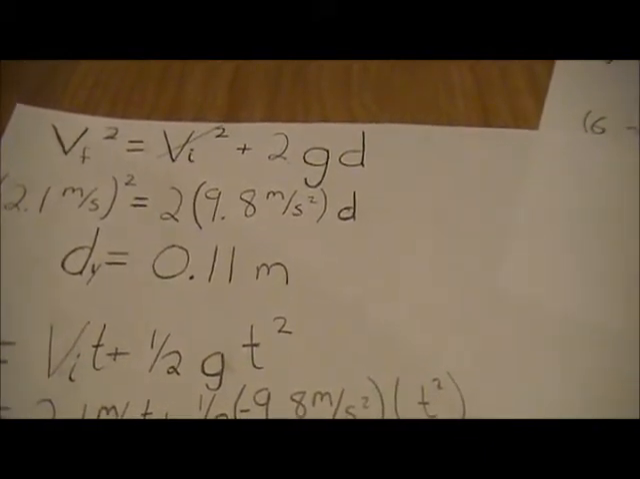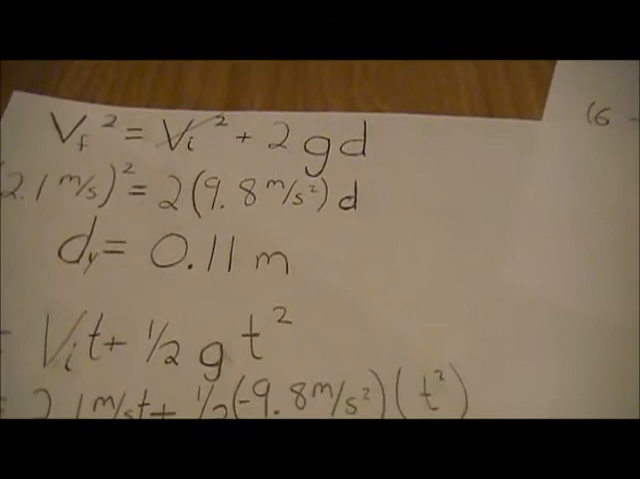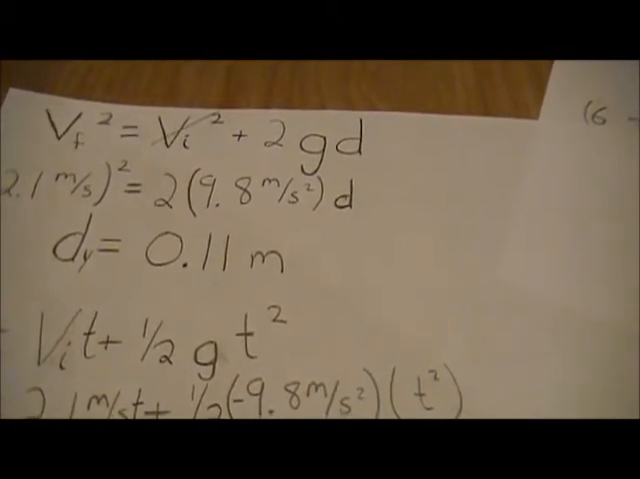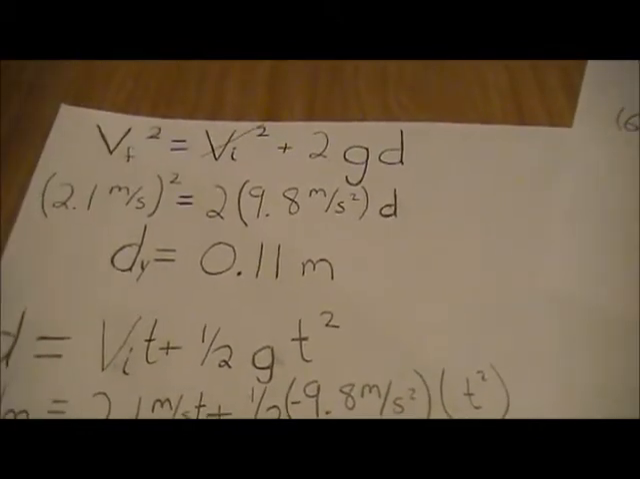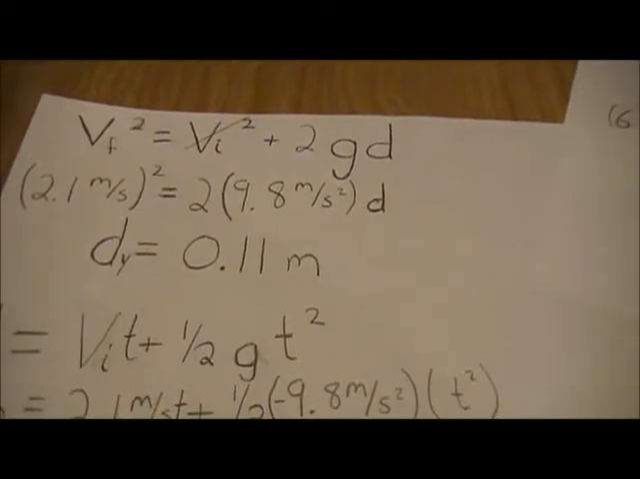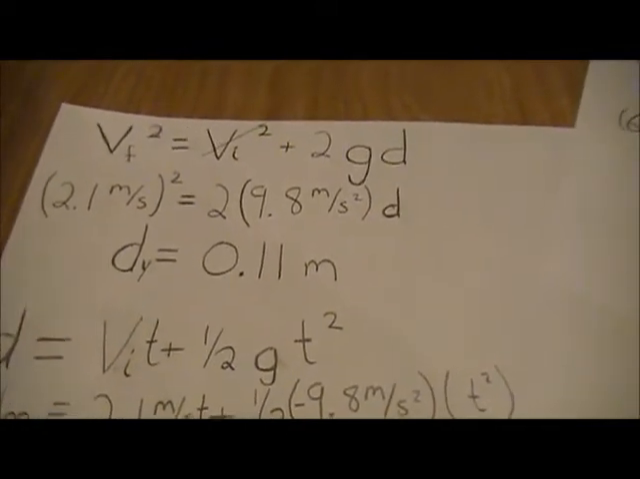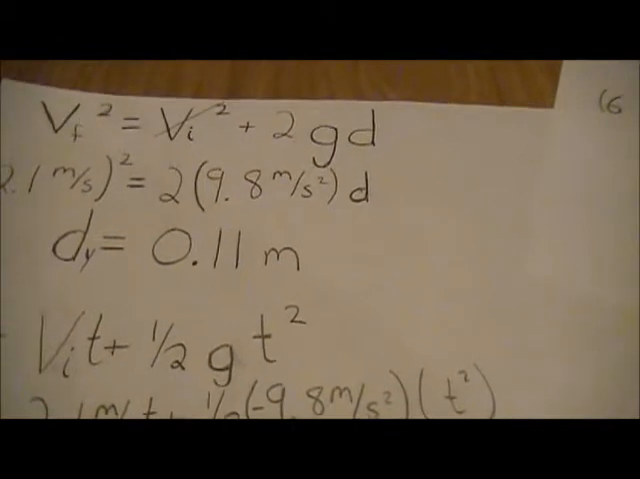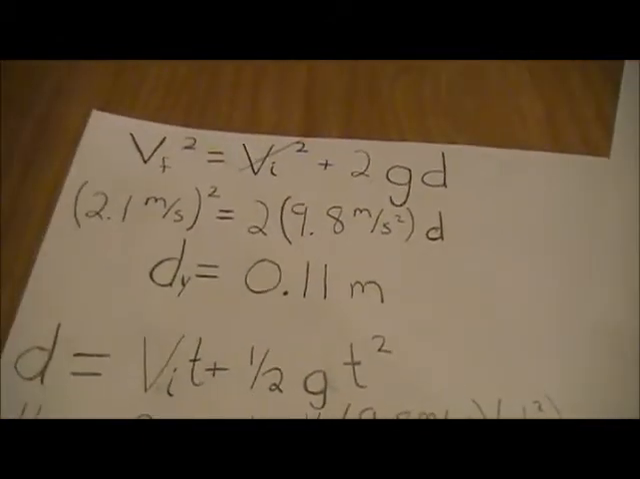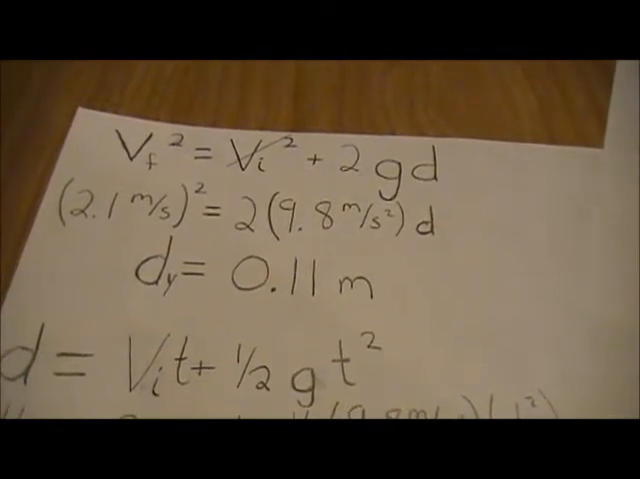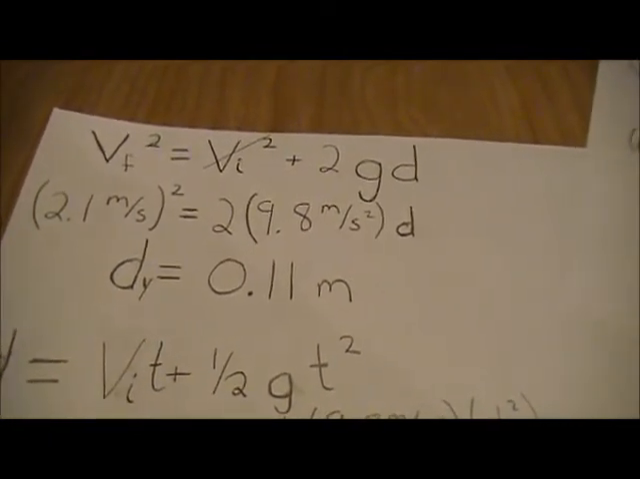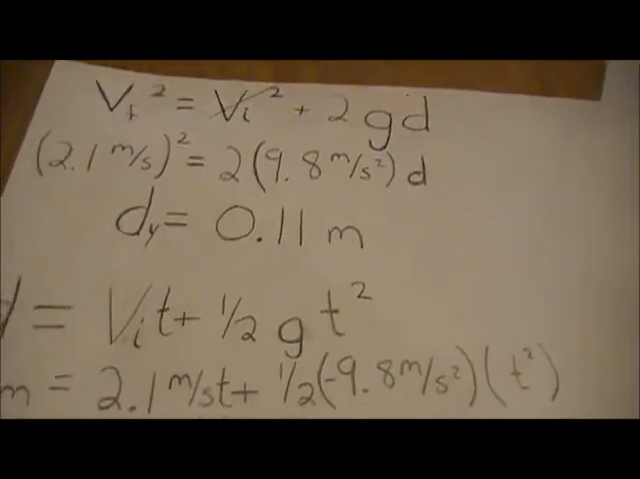When an object's at its peak in flight, the initial velocity is 0 because it's not moving in the y direction, only in the x. So it will accelerate down to 2.1 because that's the speed it took off with, because trip up equals trip down. Then you just have 2 times the acceleration due to gravity times the distance. You do the math and solve for d, and it equals 0.11 meters.